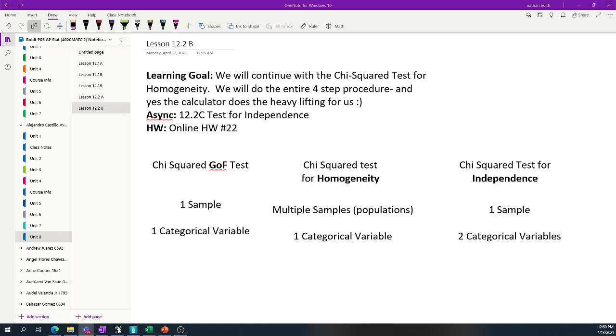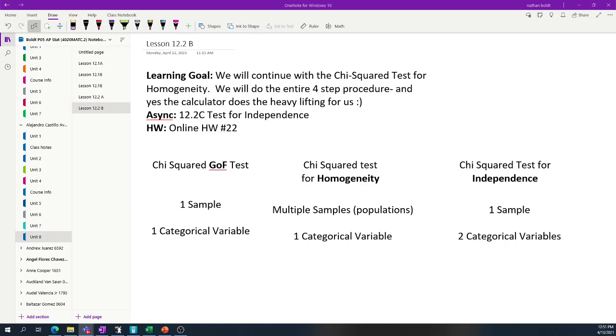Chi-squared, ladies and gentlemen. Chi-squared. There are 3 chi-squared scenarios. We've done the goodness of fit, and you watched a little bit about homogeneity. So we're going to continue homogeneity today, and then your video, and next time we'll talk a bit more about independence, okay?